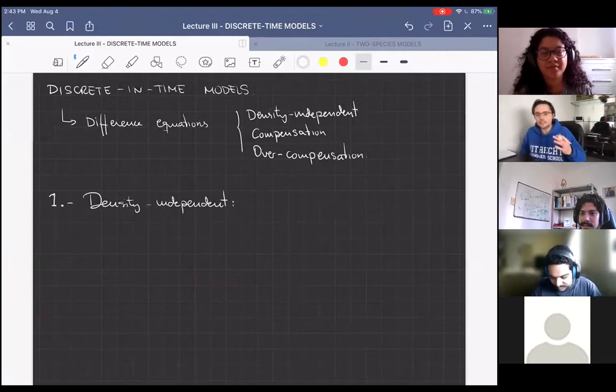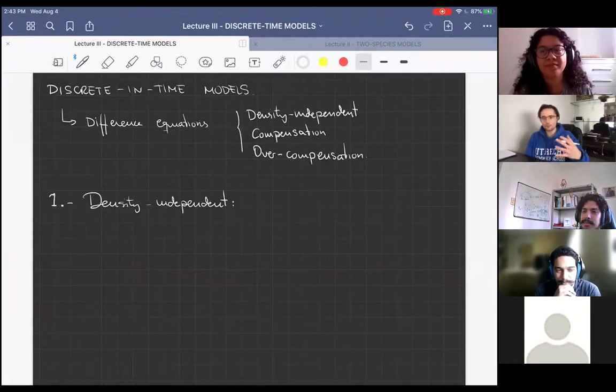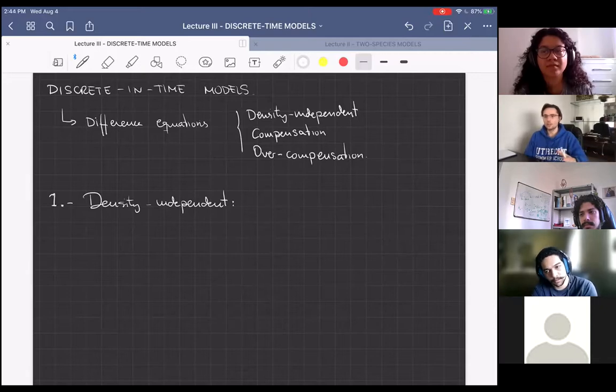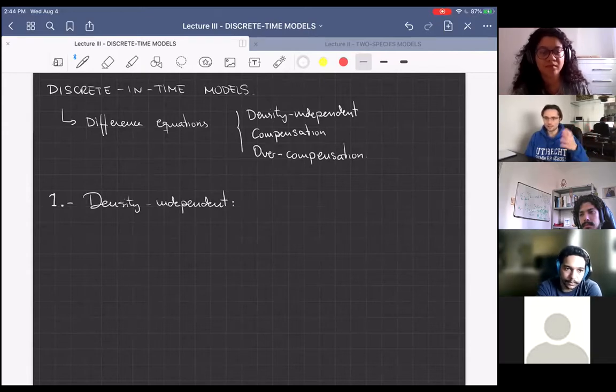So what does it mean, density independent? Density independent means that I produce the same number of offspring regardless of how many individuals are in the population. Every generation, every individual leaves behind 2 offspring, 3 offspring, 5, 1.2. Why 1.2? Because we are going to talk about the mean number of offspring. Some insects will leave 2, some insects will leave 1. On average, they can leave 1.2.